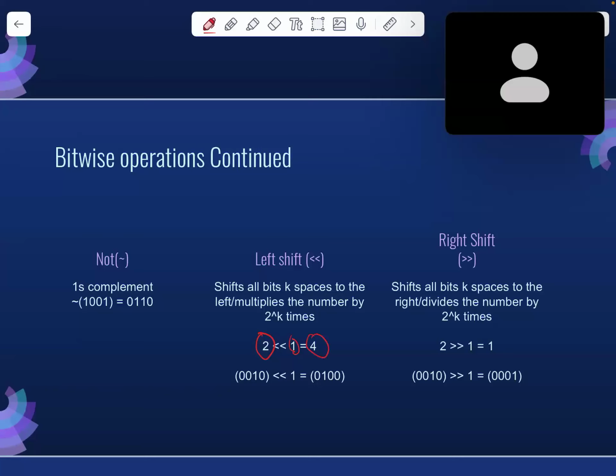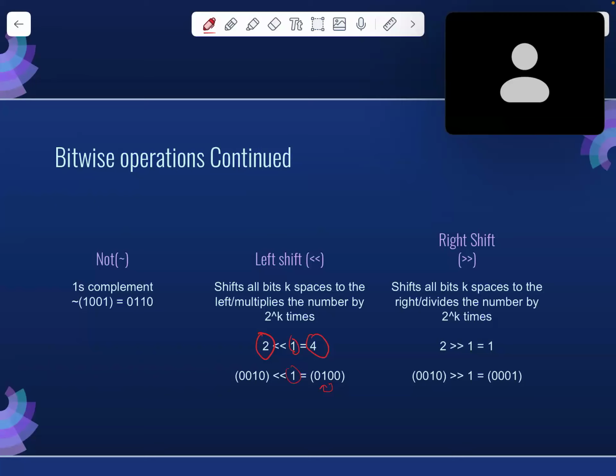Or another way to look at it is you can write the number out in its binary representation and shift the bits to the left one time. So this is the binary representation of 2, and then you shift all the bits one spot to the left because we're shifting one time.